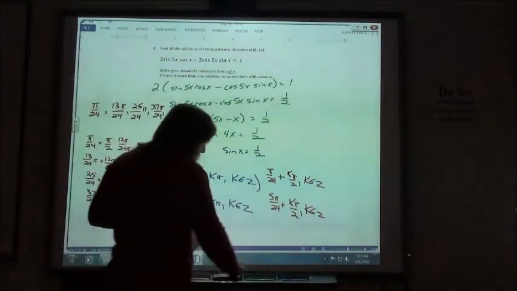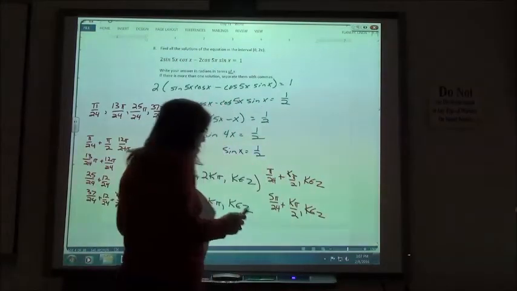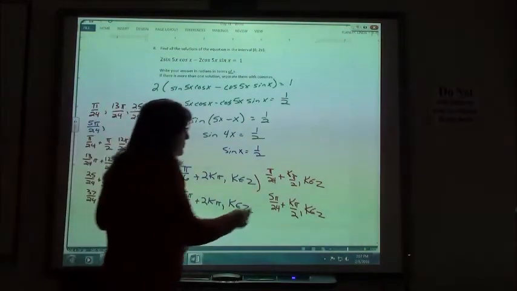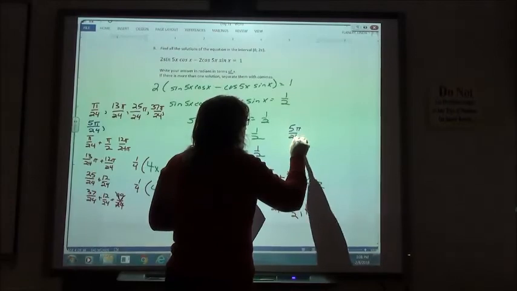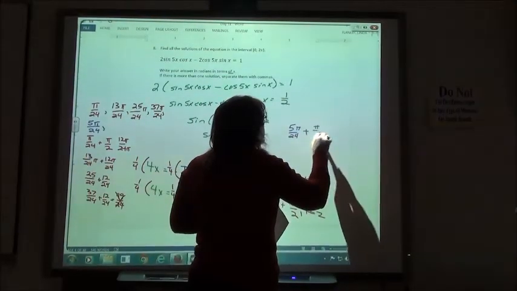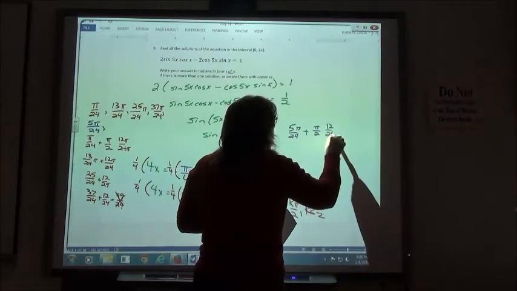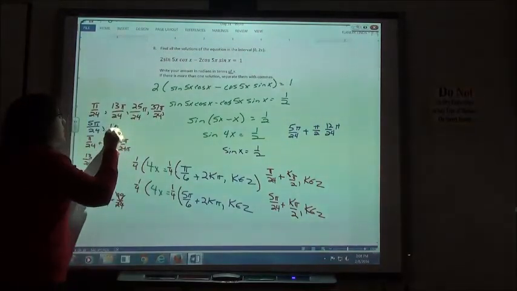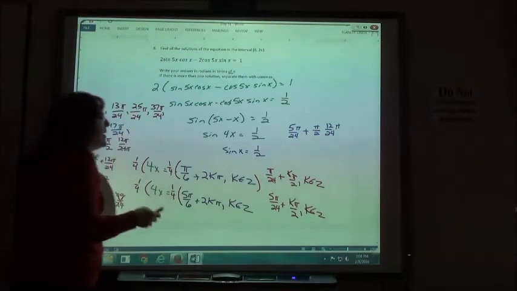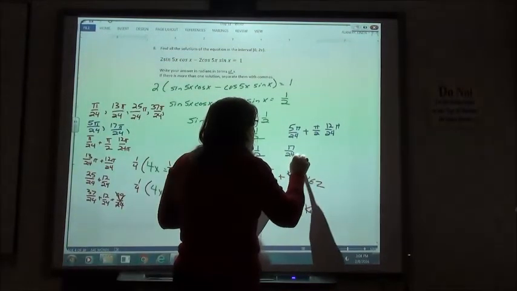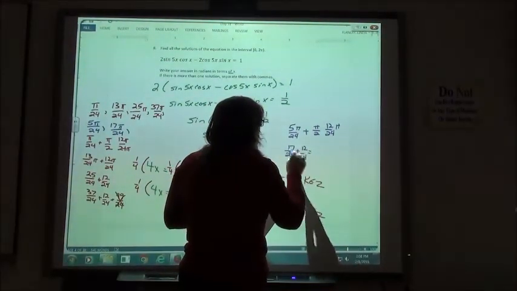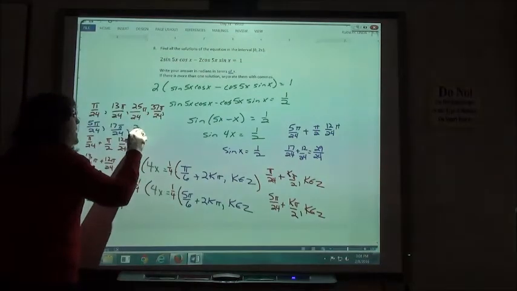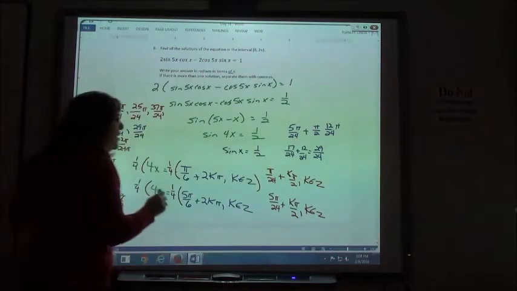So going over here, I'm going to have 5 pi over 24. I'm just going to add it over here. So I'm going to take my 5 pi over 24 and add pi over 2, which again was 12 24ths. So 5 plus 12 would give me 17 24ths. 17 pi over 24 adds to my list. So 17 24ths plus 12 24ths would give me 29 24ths. So 29 pi over 24 added to my list.